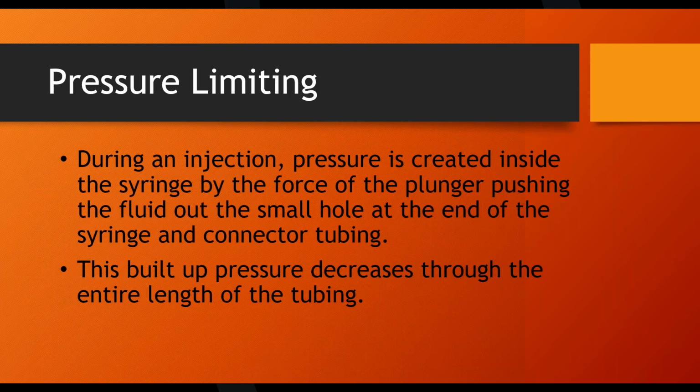A typical CT injection, we'll set our pressure limit to 300 PSI. Your car tire is like 28 or 30 PSI. We're going to allow up to 300 pounds of pressure to build up in the syringe. And no, obviously, that is not the pressure we're going to put into the patient's veins.